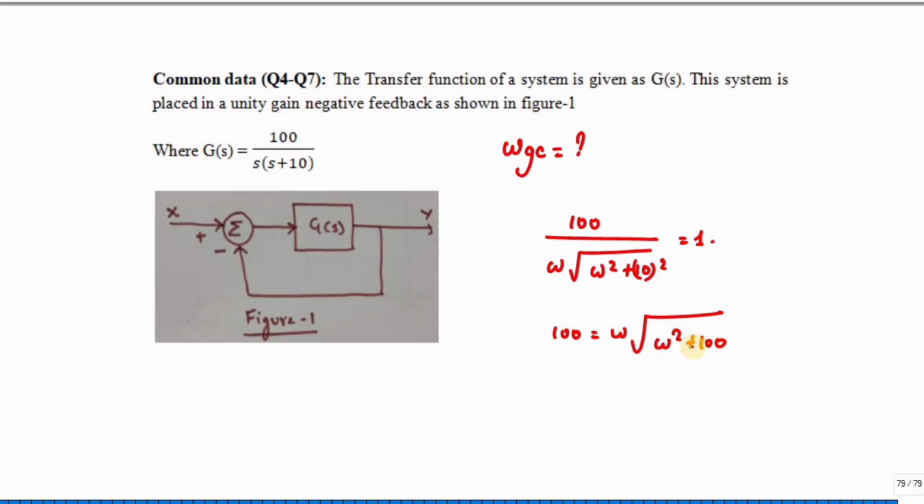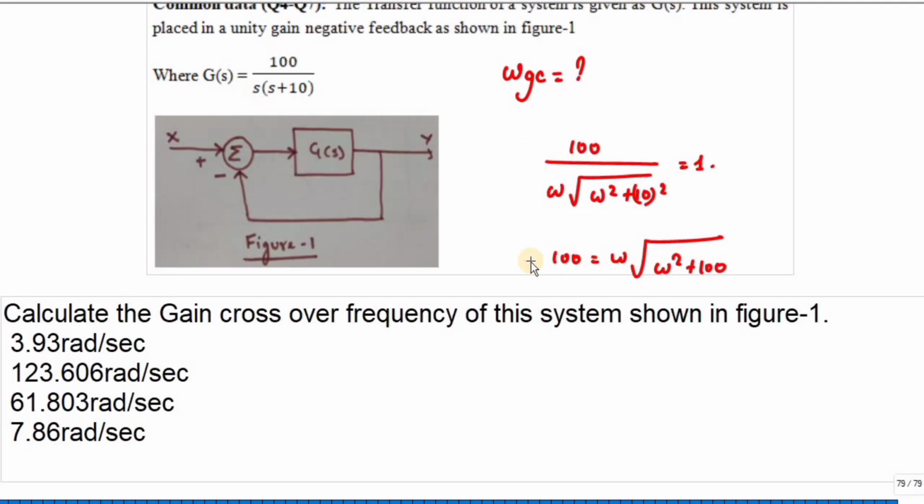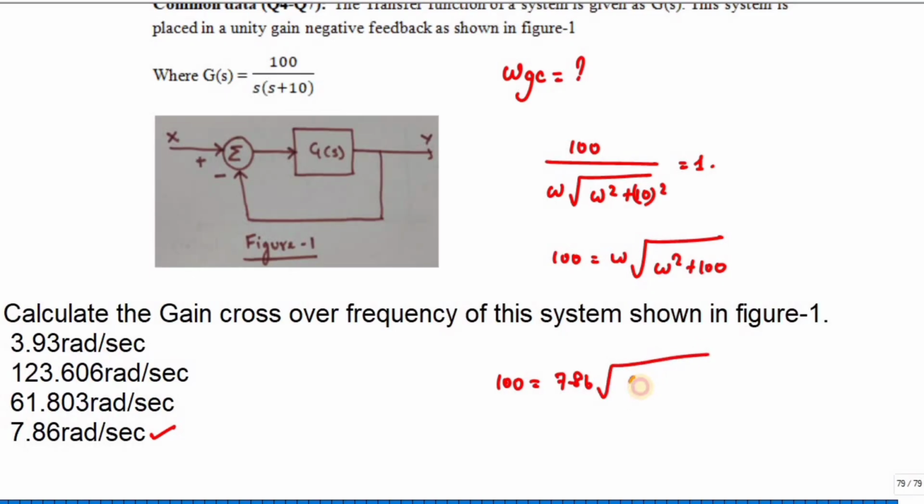From the given options, I can take the omega value as 7.866 radian per second. If I substitute the omega value on the right hand side, I will get the answer as 100. So from this, I can confirm the gain crossover frequency value is 7.86 radian per second.